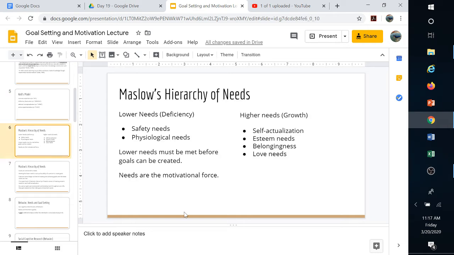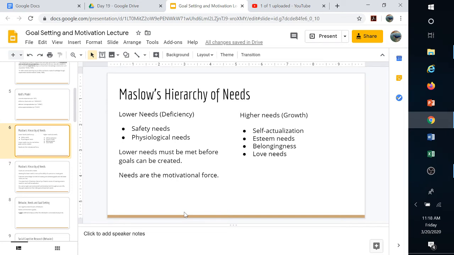Maslow's hierarchy of needs. Now this is one that people have a difficult time understanding how it's applied to goal setting, but it is linked directly to it. I shouldn't say they have a difficult time. People just don't often make that connection, and it is very important when it comes to goal setting. So let's think of it this way. You have lower needs and higher needs. Let's just separate those two out into those two common categories.